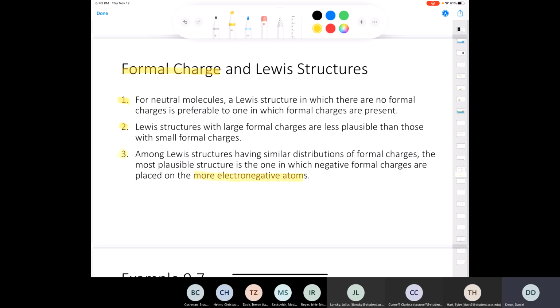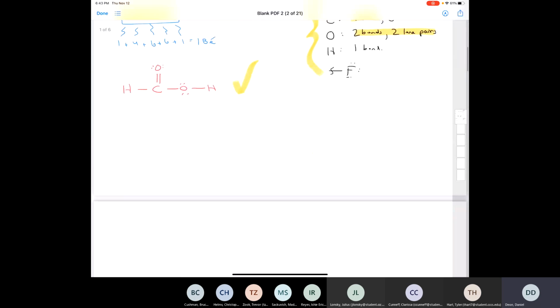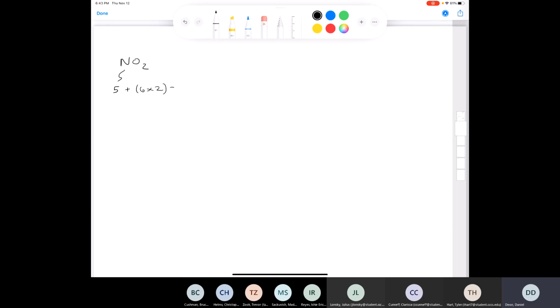We got 7 minutes left. Let's try some more examples. What if I wanted to draw a Lewis structure for nitrogen dioxide, NO2? How would I do that? First thing I'm going to do is tally up the total number of valence electrons. I've got 5 for nitrogen. There's 6 for oxygen, but there's 2 oxygens.